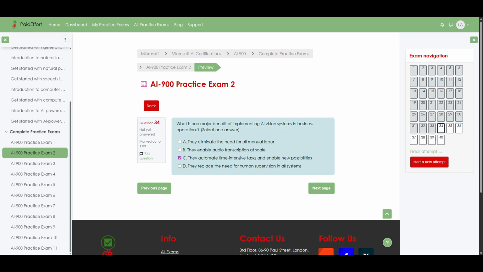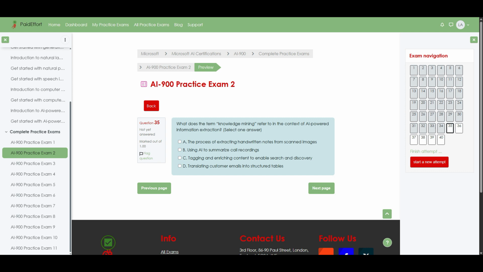Lastly, option D suggests that human supervision is no longer necessary. In reality, human oversight remains crucial, especially in sensitive applications like healthcare, safety monitoring, or autonomous systems. AI is a tool, not a total replacement. So in business, the true power of AI vision lies in boosting productivity while enabling innovative ways to operate.